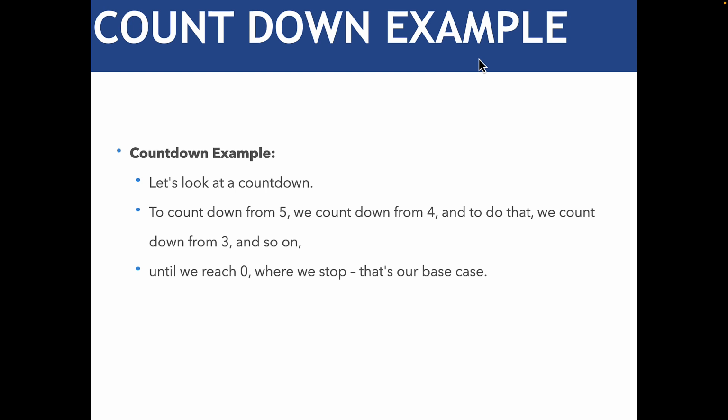Now, to count down from 5, if it's not 0, I'm going to count down more. So imagine that you have a function countdown, and every time you're going to call the function until you reach 0. So this is where we're going to stop. This is our base case. You need to have a base case. If you don't have a base case, it's going to run indefinitely, and you will get a stack overflow. The memory will be overused.